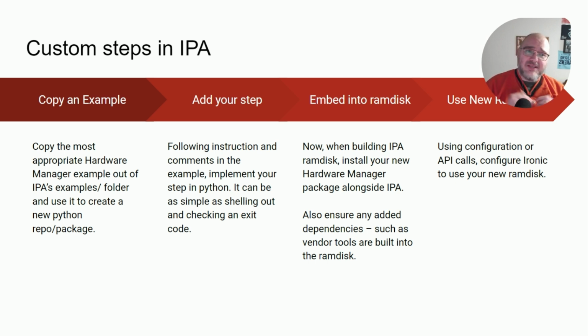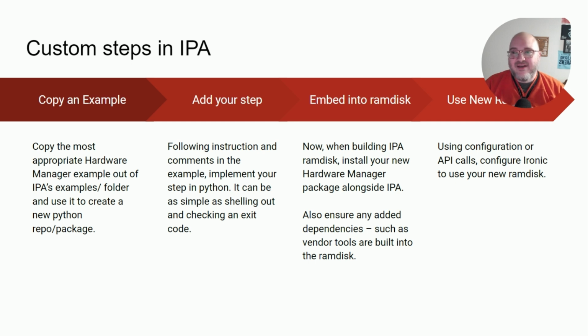Well, I'm going to talk about it from a really high level, just because I want you to understand that it's not really that painful, especially if you're already building your own RAM disk images. First, you're going to go into the Ironic Python Agent repository on opendev.org/openstack/ironic-python-agent. If you look in there, there's an examples folder. That folder contains 3 different examples of plugin hardware managers you might want to write for Ironic Python Agent. Pick the one that most closely matches your use case and go ahead and copy out that entire directory into its own repository.